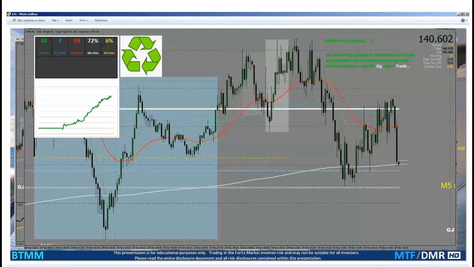If you have algo looped it, optimized it, and have a good sized data set showing your expected statistics with your specific signature trade, you've done the work, right? If you've done the work, then it makes sense to weather the pullback, right?